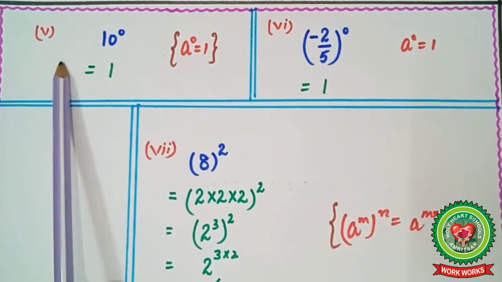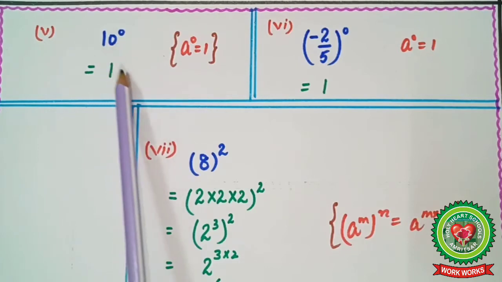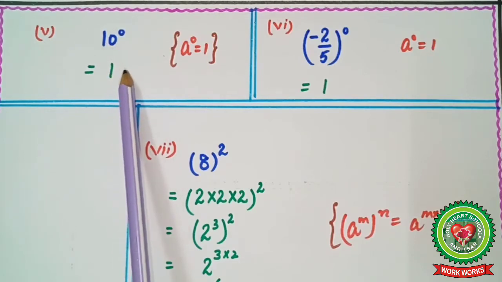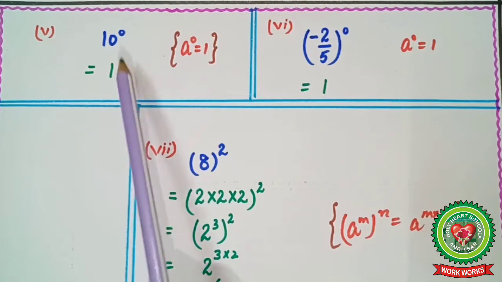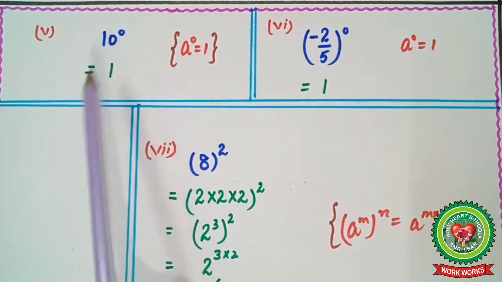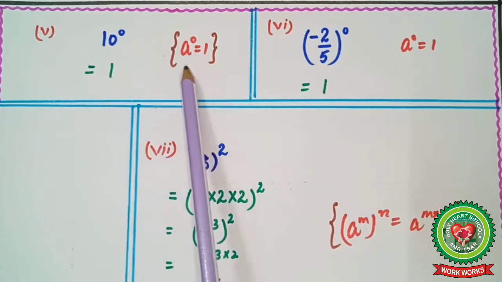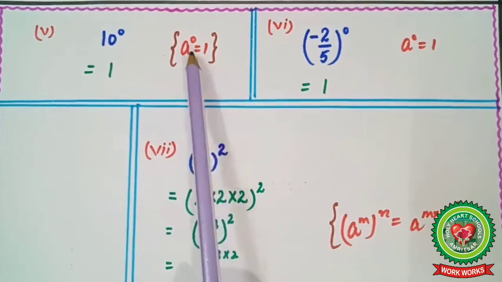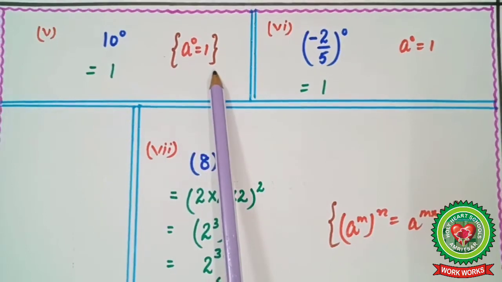This is the question: 10 raised to power 0. Just now we have studied that whenever any number is raised to power 0, the answer will always be equal to 1. So the answer for 10 raised to power 0 is equal to 1. You will have to write this rule because we are using it: a raised to power 0 is equal to 1.